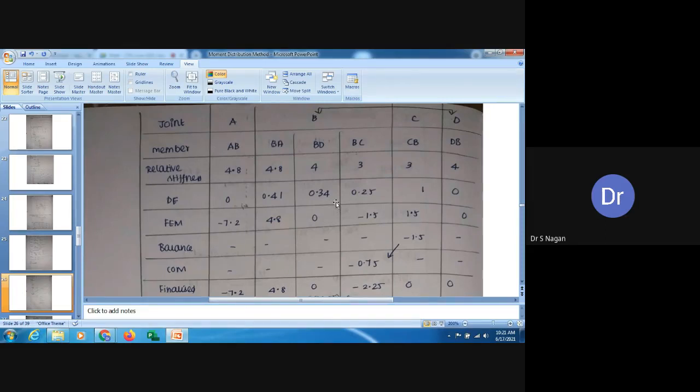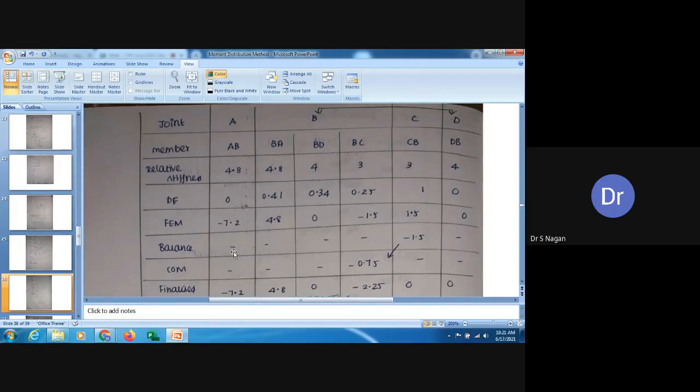So FEM, as we did for the first problem, balance of moment has to be done where we have free support or hinged support. So we have 1.5 here, so minus 1.5 needs to be applied. Half the moment should be carried over to the far end, so CB to BC. And other things, no change.